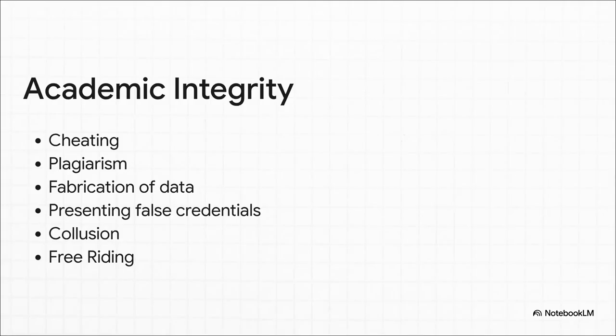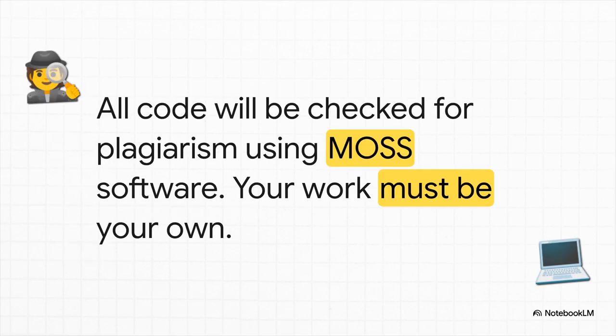Next, academic integrity is a huge deal. The university has a very strict policy, and the syllabus lists out all the things that count as a violation, from the obvious stuff like cheating and plagiarism to things like free riding on group projects. The consequences are serious, so you really want to understand and respect these rules. And just so we're all on the same page, this is not just an honor system. The syllabus is very upfront that all of your code, assignments, labs, projects, is going to be run through MOS, which stands for Measure of Software Similarity. It's a powerful tool for detecting plagiarism. Your work has to be your own, period.